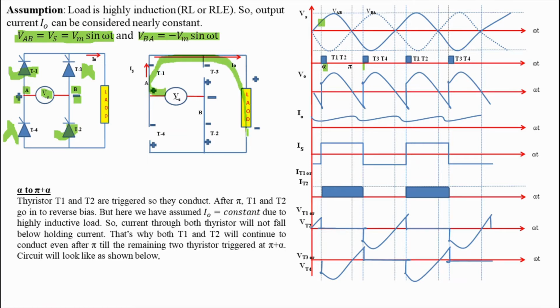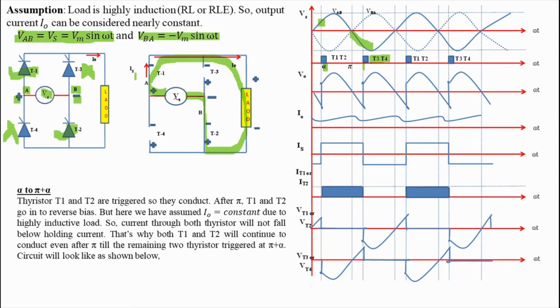Okay, now we can see in waveform after omega t is equal to pi, polarity of source voltage, that is VAB, becomes negative. Means VAB is less than 0 and T1, T2 get reverse biased. But still T1, T2 continue to conduct until thyristors T3 and T4 are fired again. This is because of highly inductive load which makes output current nearly constant. This I0 keeps current through T1 and T2 greater than their holding current. That's why these thyristors will continue to conduct.